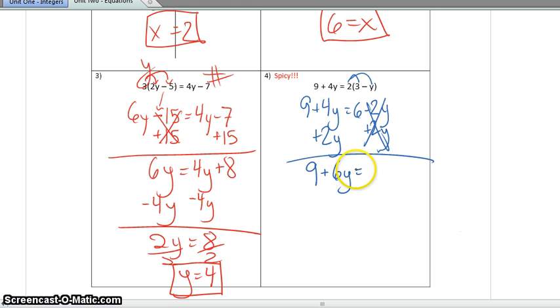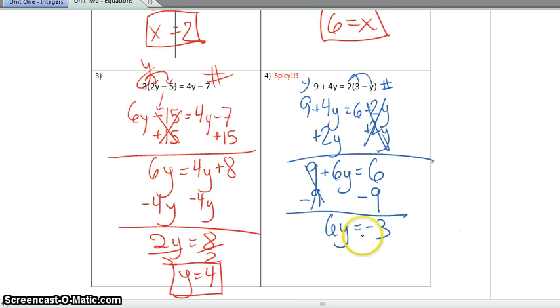Okay, equals, bring down my 6. 6 is the only number on the right. That means y's must be on the left. 9 is not a y. 6y is. 9 is not. What's the opposite of positive 9? It is negative 9. Okay. Comes 0. 6y equals negative 3.